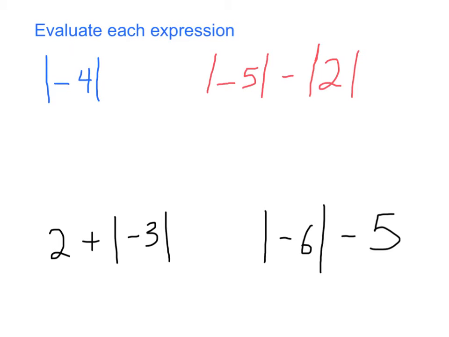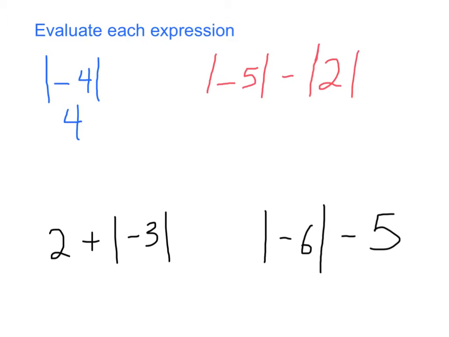When I look at evaluating each of these expressions, remember evaluate means to solve. In this first problem, I'm looking for the absolute value of -4. So I think to myself, all right, -4, I know that is 4 numbers away from 0. So the absolute value of -4 would be 4.